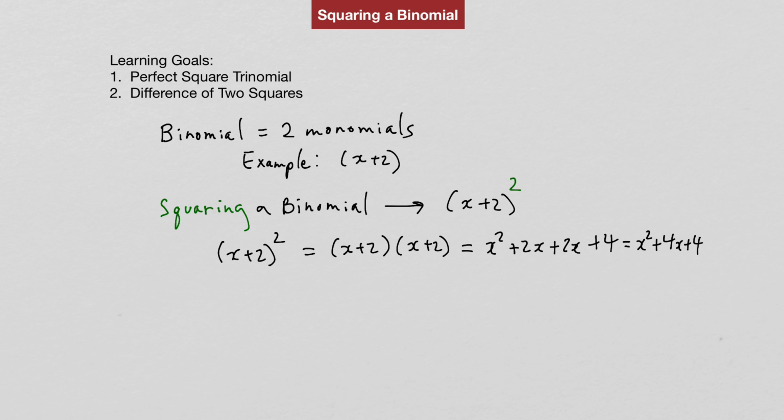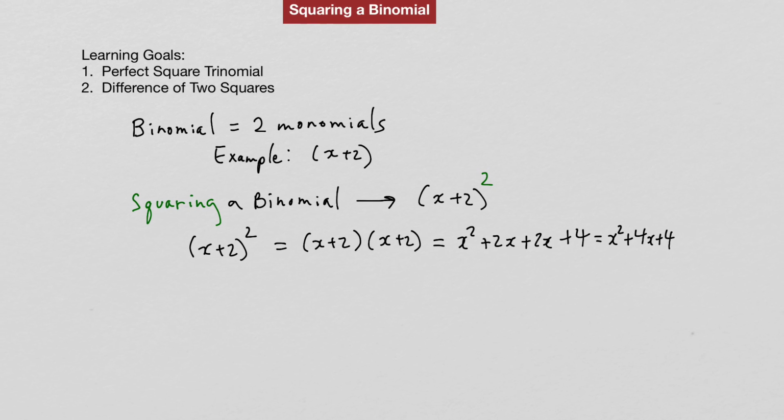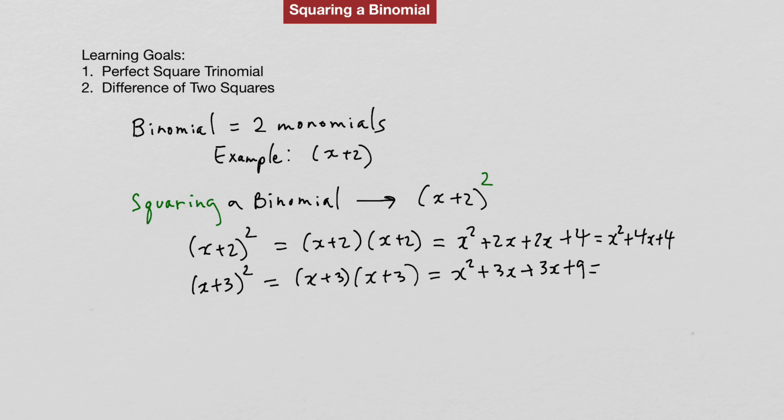Okay, so let's do another example, and hopefully once we go through a couple more examples, you'll start to see the patterns. So let's say we have x plus 3 squared, which we know is x plus 3 times x plus 3. Using the FOIL method again, we would get x squared plus 3x plus 3x plus 9. Adding the like terms together, we would get x squared plus 6x plus 9.